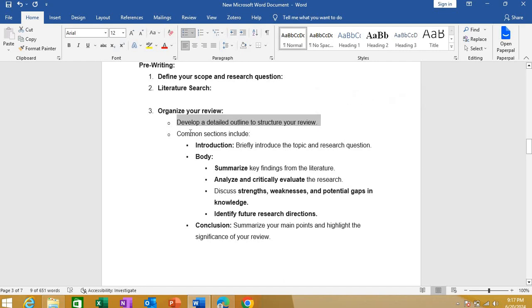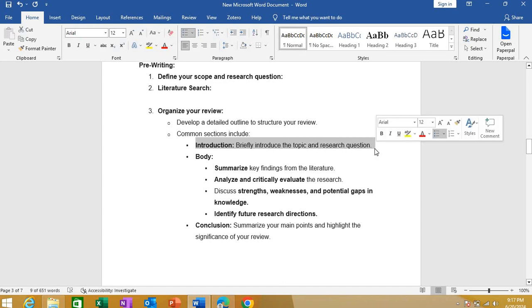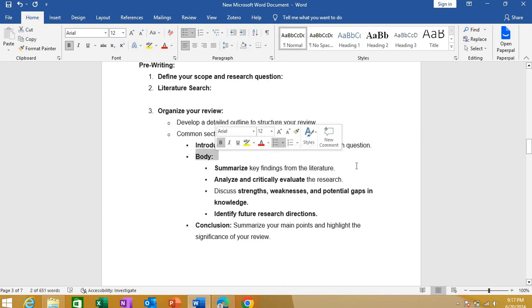Second, in the structure, the common sections are somewhat similar to other kinds of research. First will be your introduction. You will briefly introduce your topic and research question, following the journal guidelines when submitting to a journal. After the introduction comes the body. When writing primary research like cross-sectional, cohort, or RCTs, or systematic reviews, after the introduction we give keywords, objectives, methods, results, discussion, and such things.